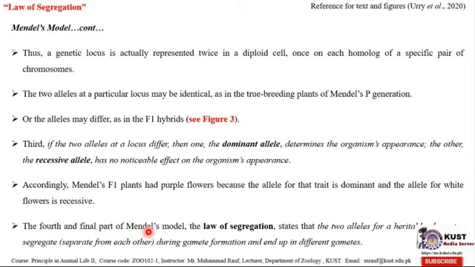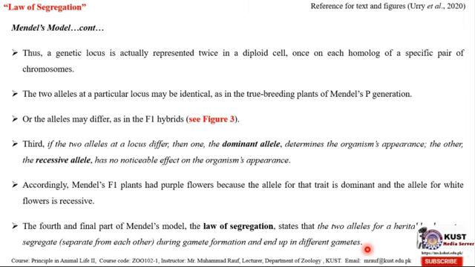The fourth and final part of Mendel's model is the law of segregation. The law of segregation states that two alleles for a heritable trait segregate or separate during gamete formation and end up in different gametes. So according to Mendel's model, we just revise these four ideas.